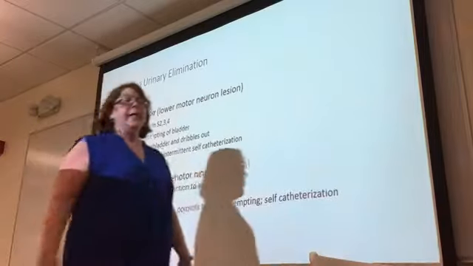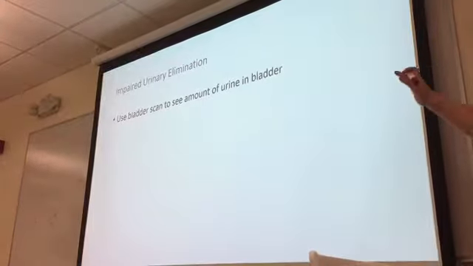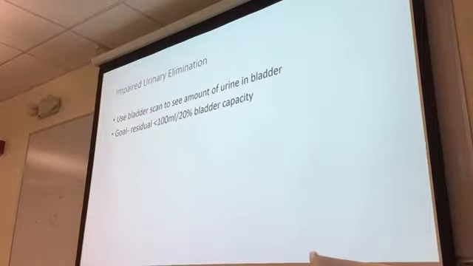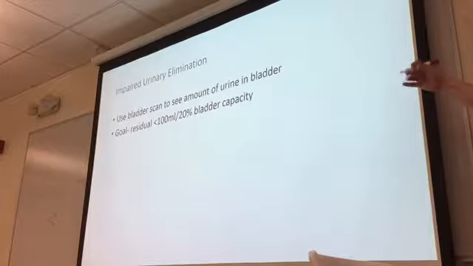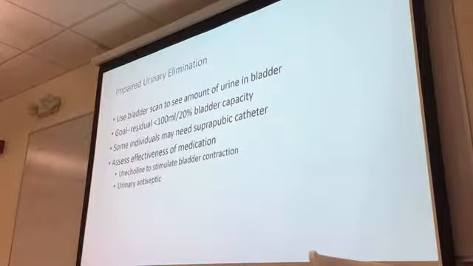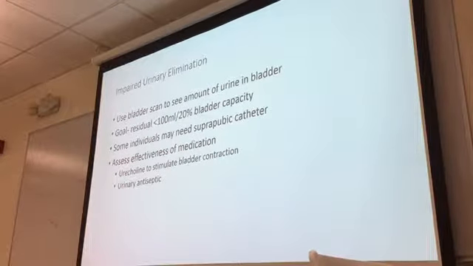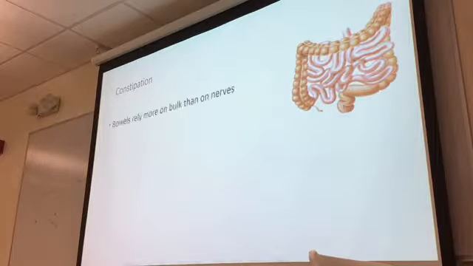So the same thing happens with bowel. Oh, so wait, before I move on from the urine, again, we want to make sure we're straight cathing, especially the upper motor neuron, so that our residuals are less than 100. Some may need a suprapubic catheter, may need medication to stimulate contraction, or if they're retaining, if we didn't straight cath all the way, they could be at risk for infection, and we need to give them an antibiotic.